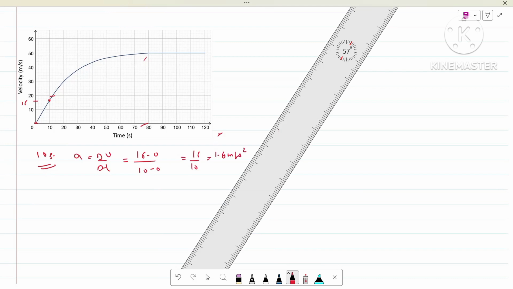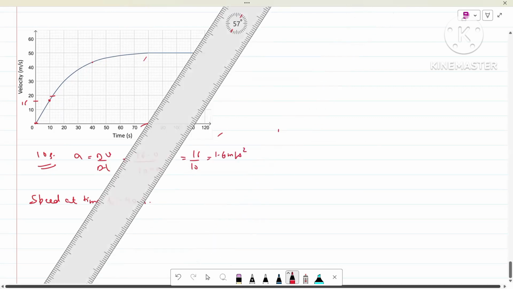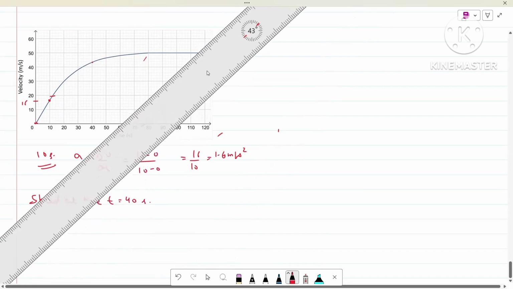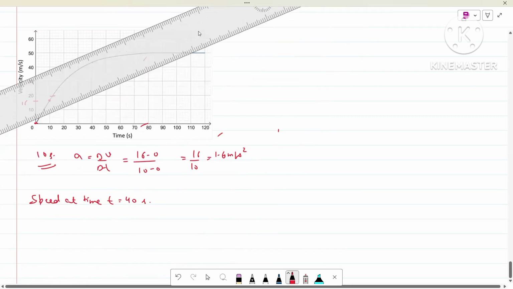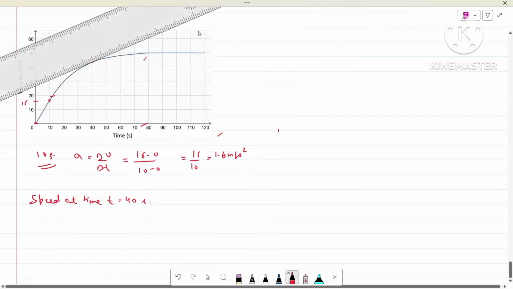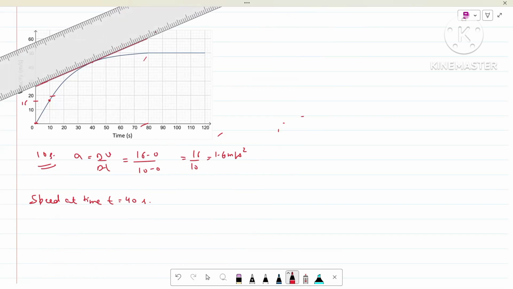Now, if curve is given, let's say I ask you what is the speed at time t is equal to 40 seconds. Now, whenever curve is given and you have to find the acceleration, what you will do, first of all, you have to draw tangent at that point. So first of all, I will draw the tangent at that point. Okay. Now, tangent, as we have discussed in distance time graph also, it is a line that is touching the curve at 1 point. So this is the tangent.